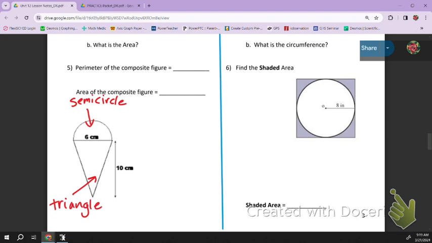What would 6 be in relation to the circle? Diameter. So then r is 3. So first I'm going to do the circumference, which is 6 pi plus... What's the perimeter of this triangle? I know one side is 6. I know the height is 10. Oh man, how am I going to figure out the hypotenuse here?